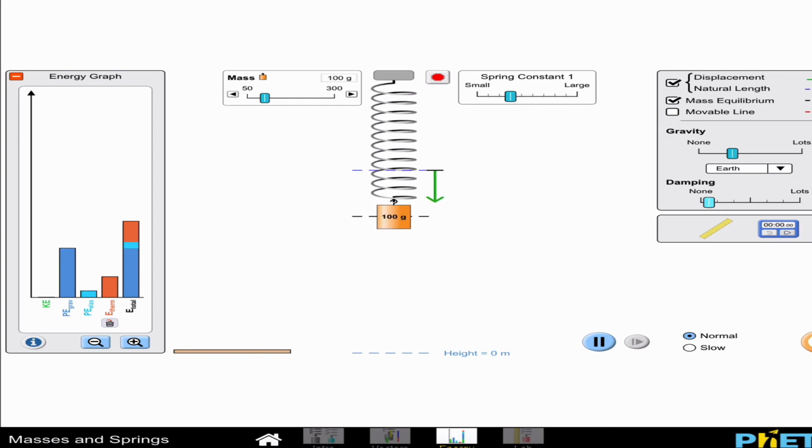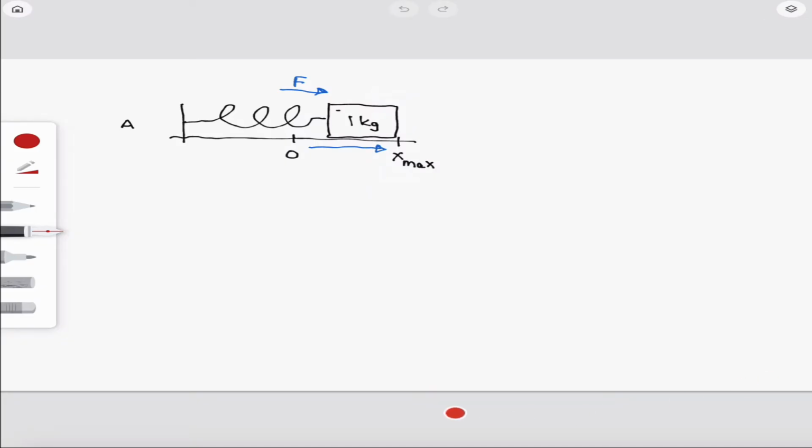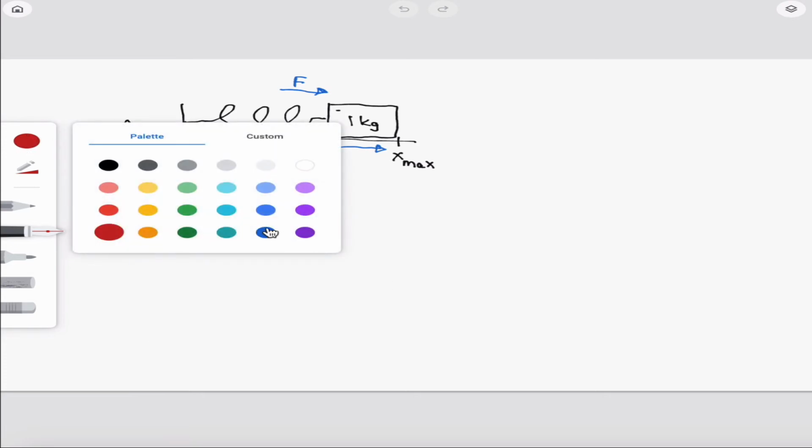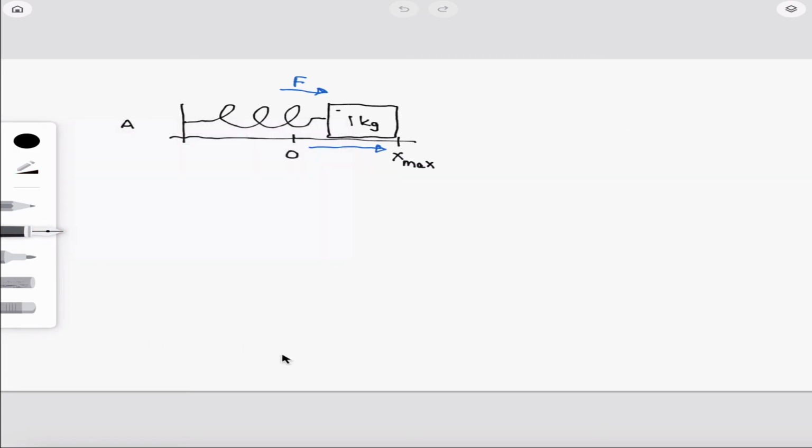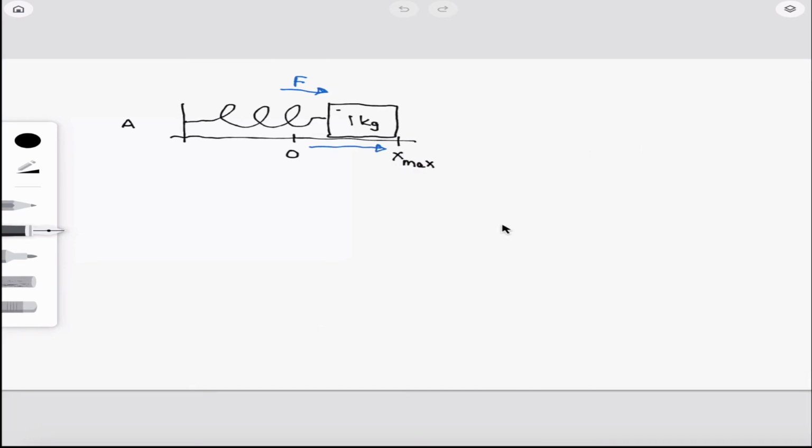So to return to the homework problem, you were looking at a similar system, but this time the spring is on a horizontal surface. And you were asked to consider what would happen if some force were applied to displace this mass to the right by some amount, up to a maximum displacement. And then if the block were let go to oscillate back and forth, it would do the same thing as the hanging spring. It would oscillate back and forth past this equilibrium position until it eventually came to rest.